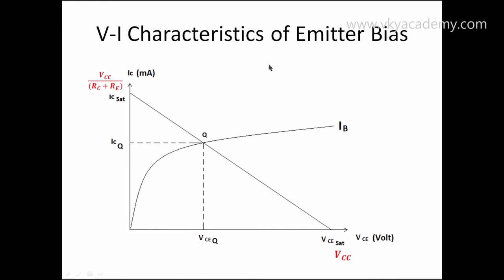Now this is the VI characteristics of the emitter bias configuration. Sorry, this should be the voltage divider bias configuration, but it is very similar to the emitter bias configuration also. We have the x-axis, which is VCE voltage in volts. We have the y-axis, which is IC in milliamperes, the IB current, and the load line, which joins IC sat and VCE sat, and the intersection point is our Q point. So the load line design and the VI characteristic are exactly similar to the emitter bias configuration.